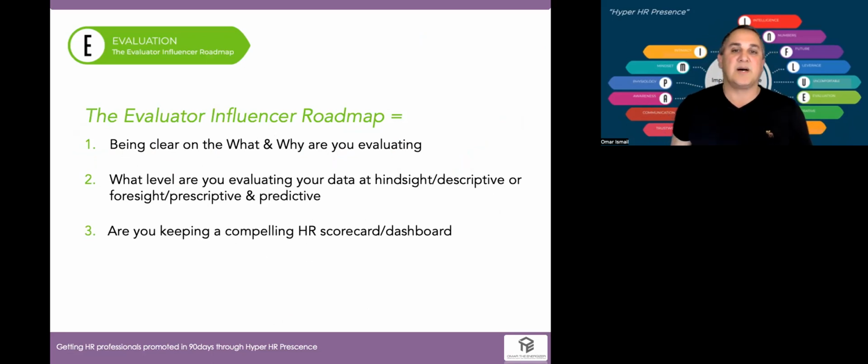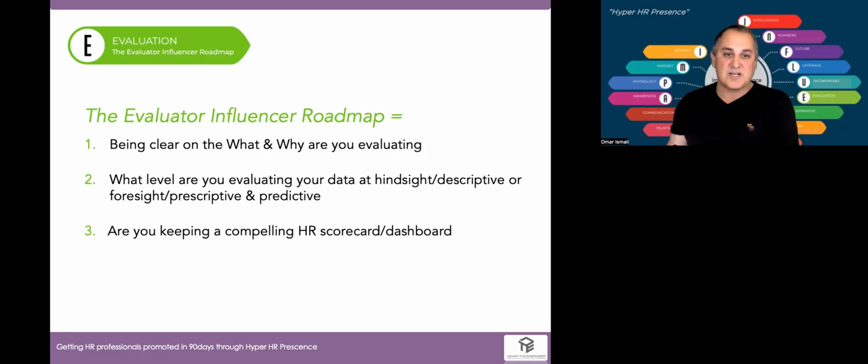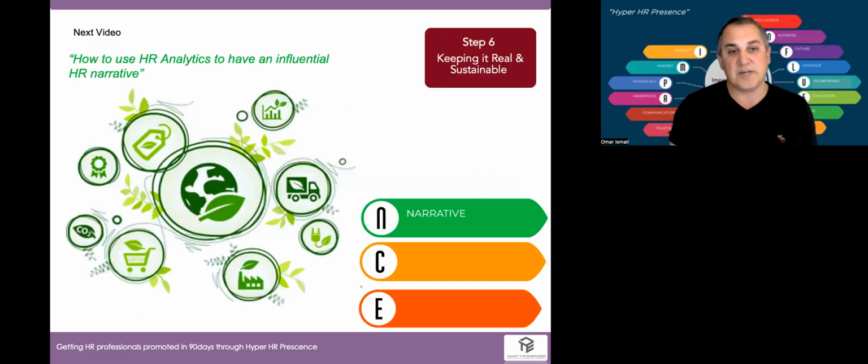I also want you to think about how you're evaluating your data. Is it that hindsight stuff? Is it descriptive? Is it foresight? Is it giving us any prediction or prescription? So it's looking forward, not looking backwards at that descriptive stuff. And then are you keeping a compelling HR scorecard or dashboard? Does it pass the 3-second rule? So that's really what we want to be thinking about. It's just a real short video, just to get you thinking about how you're evaluating, what you're evaluating, and what you need to be thinking about when it comes to evaluation.